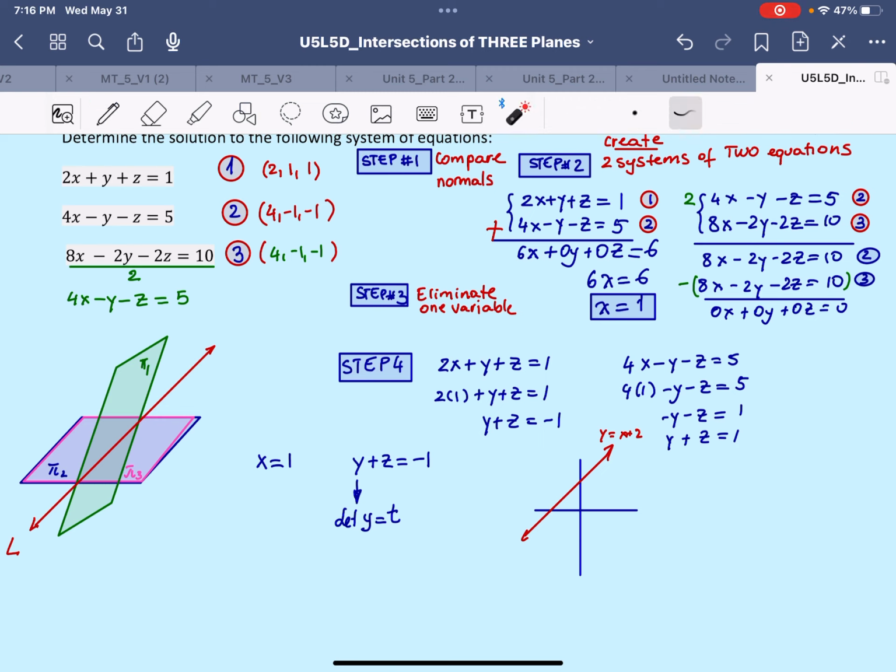Anyways, back to our solution here. We're going to let y be any real number t, and I'm going to make a note in here where t is a real number. So whatever the value of y is, then the z value will be negative 1 minus y. That will make the value of z equal to negative 1 minus t. Therefore, we cannot list all the possible values of x, y, and z in here, but we know that x would be 1, the y value will be t, and the z value would be negative 1 take away the value of t.